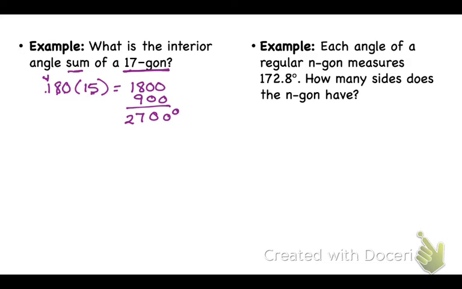2,700. Okay? Anytime I have to do something like 15, 25, 35, easy things like that, I break it up into two numbers that are easy to multiply by. You don't have to. Okay?